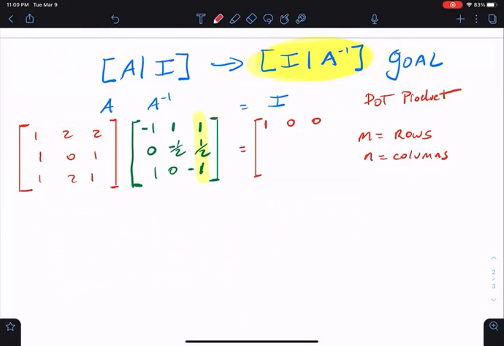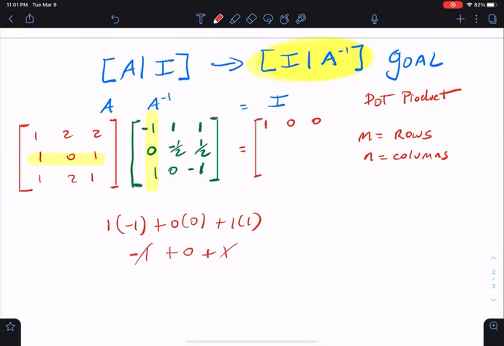Now I have to do row 2, column 1. Dot product, right? Dot product. So this is what? Let's do step by step. 1 times negative 1 plus 0 times 0 plus 1 times 1. So I should get 0 here. Negative 1 plus 0 plus 1. So this cancels out. So this is 0.